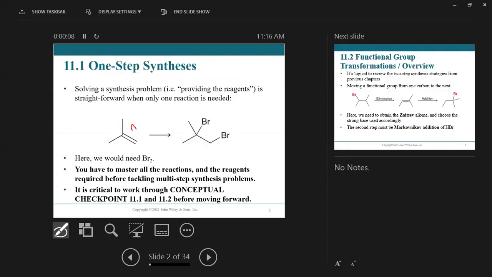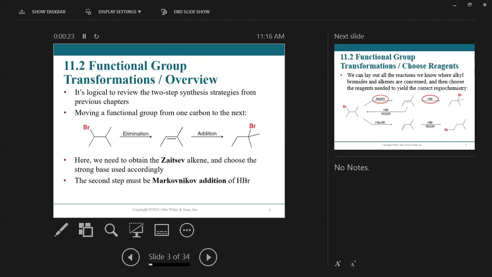So you can imagine, if we have Br2, and we've seen this before where we form this, this will be leaving, and then that Br can come in either here or here. So it says it's logical to review the two-step synthesis strategies from the previous chapters. So it's a good idea to always go back to the previous chapters.